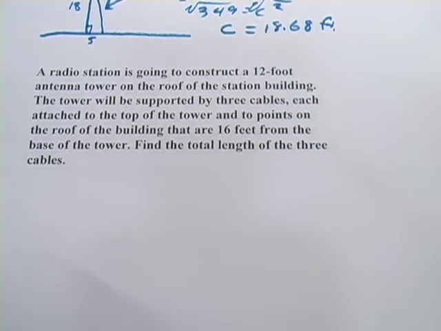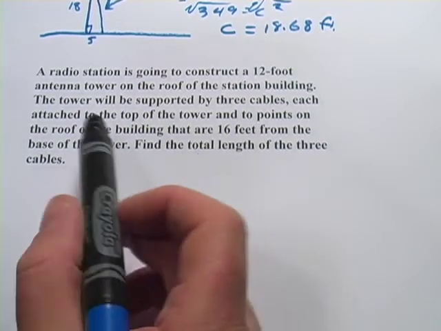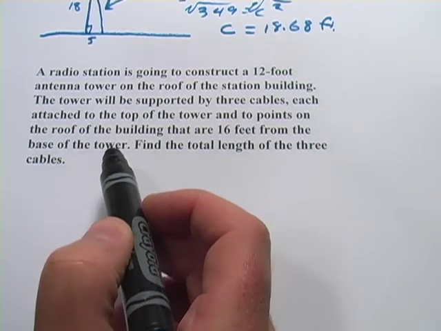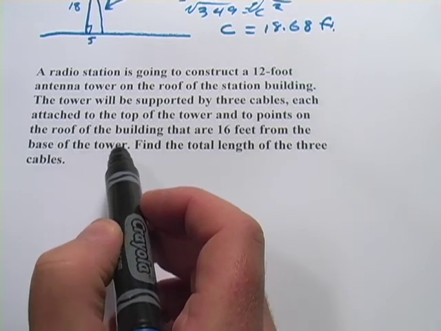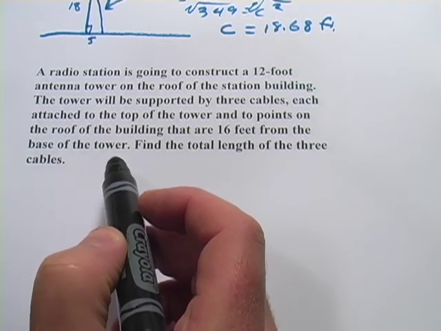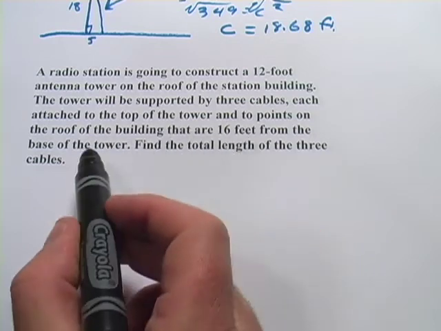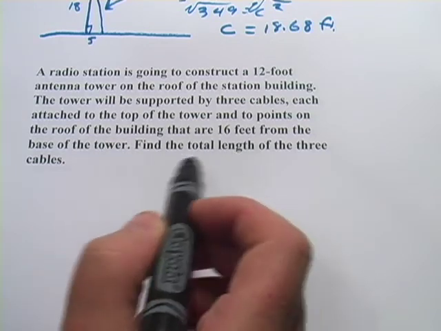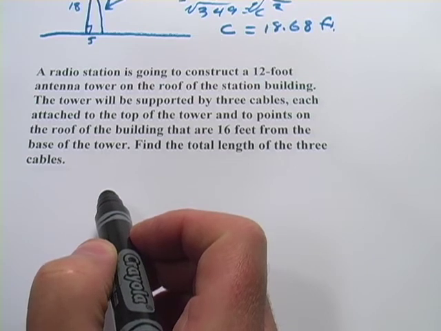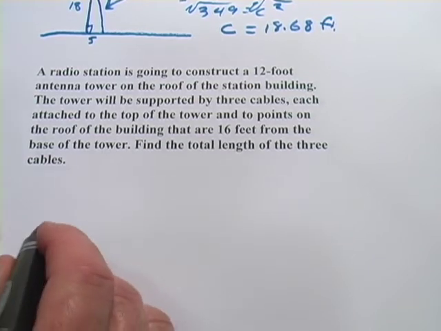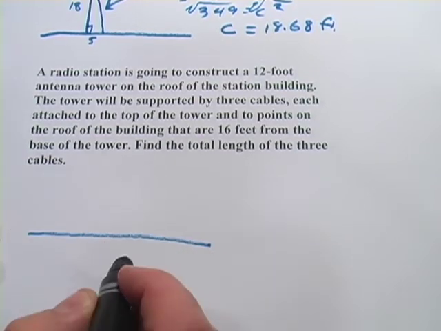This one says, a radio station is going to construct a 12-foot antenna tower on the roof of the station building. The tower will be supported by 3 cables, each attached to the top of the tower and to points on the roof of the building that are 16 feet from the base of the tower. Find the total length of the 3 cables. This one sounds complicated, but it's really not that hard.